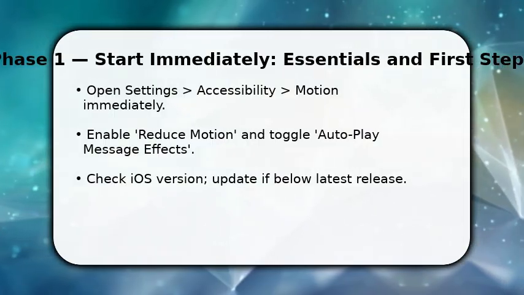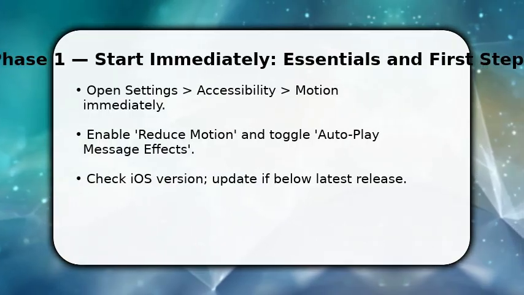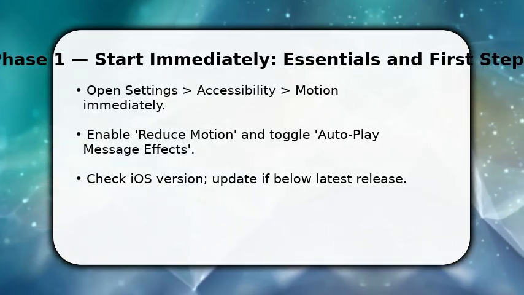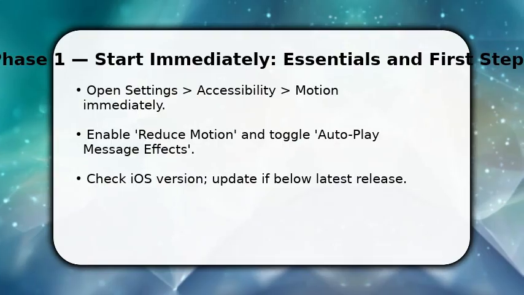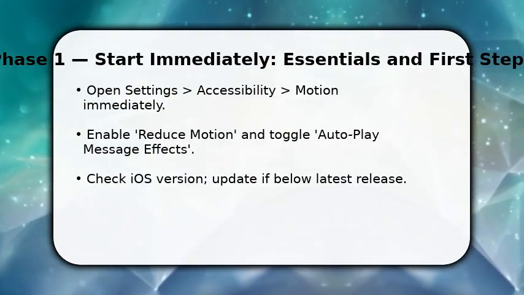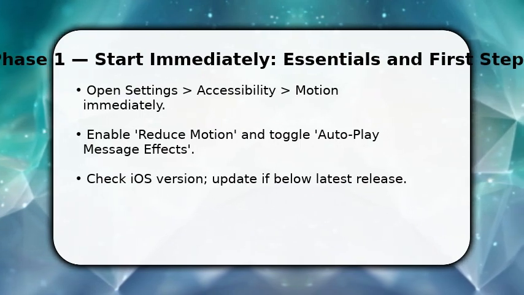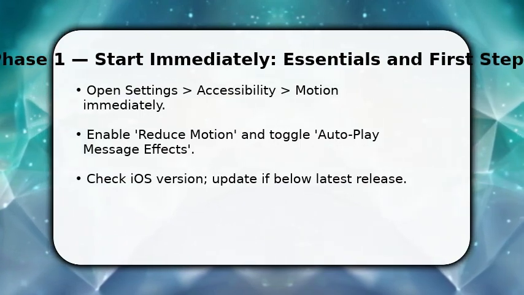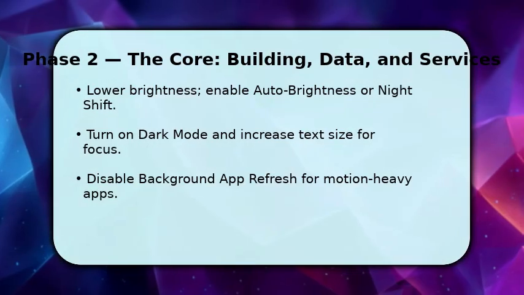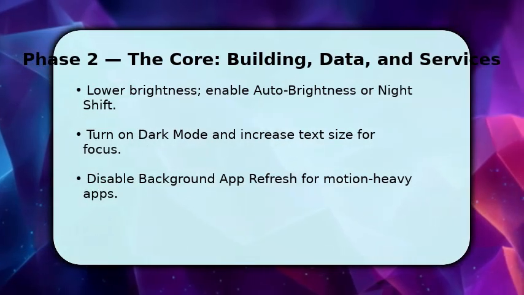Make sure your iPhone is on the latest iOS because updates include motion-related fixes. If not, update now. These steps remove the main visual causes, and you'll notice steadier movement and fewer sudden shifts that provoke motion sickness. Next, fine-tune visuals so motion is less intense and easier to follow.